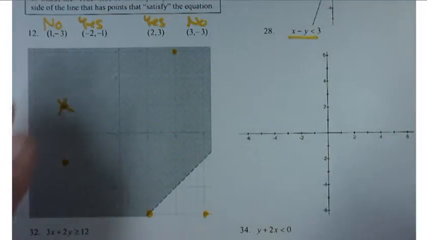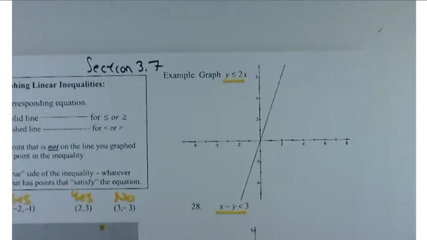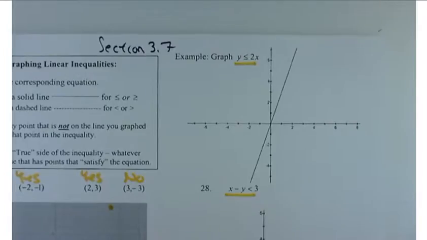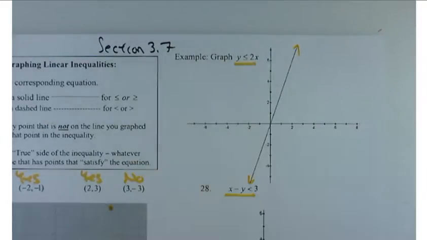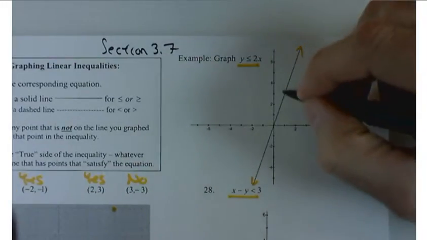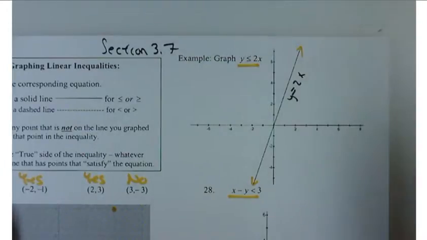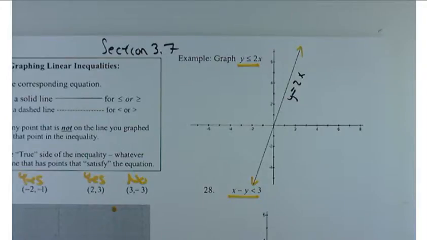Let's take a look at a little bit more involved example. The graph of y is less than or equal to 2x. So here's the line here. I've already graphed it, y equals 2x. What we also have to do, though, is decide what side of this line we're going to shade. To do that, we need to pick a point that's not on our line, and there's a lot to choose from, and test it in the inequality and find out if it's true or false. Is it a yes or is it a no?